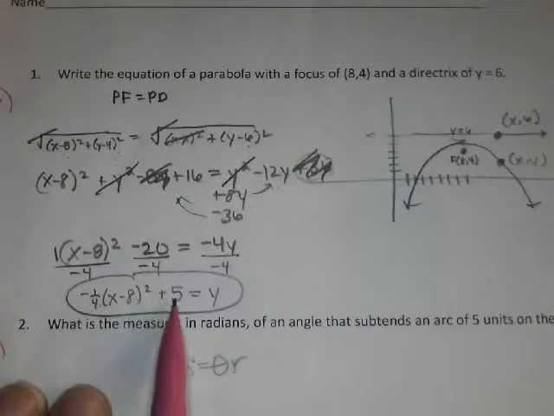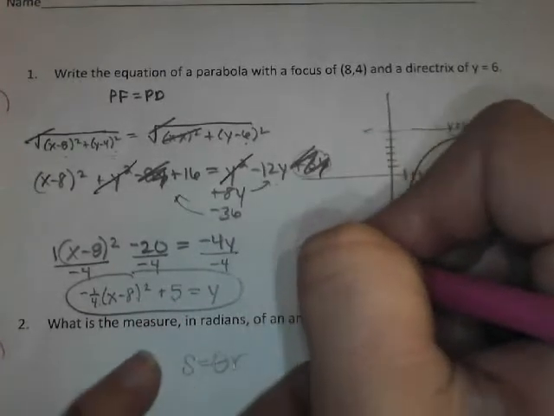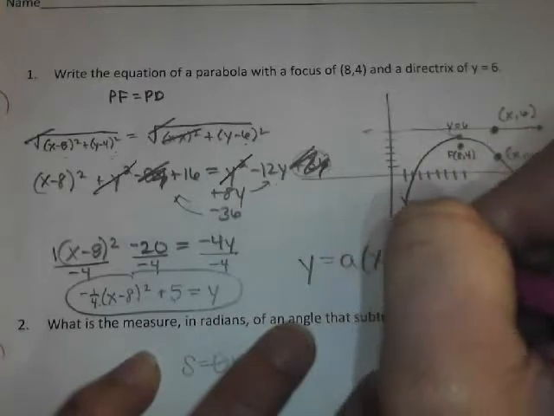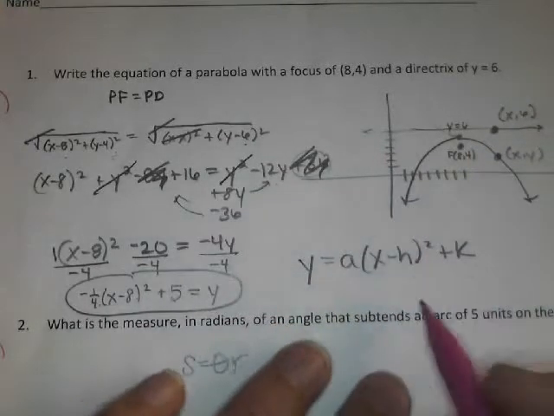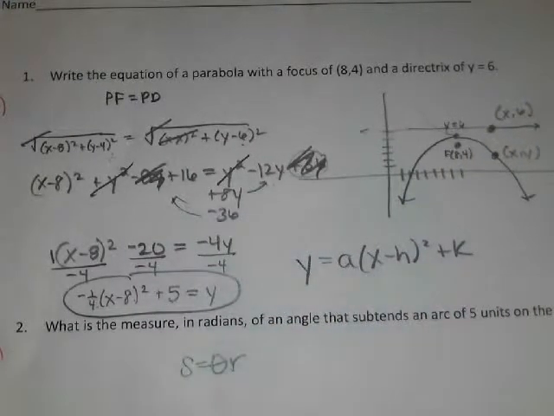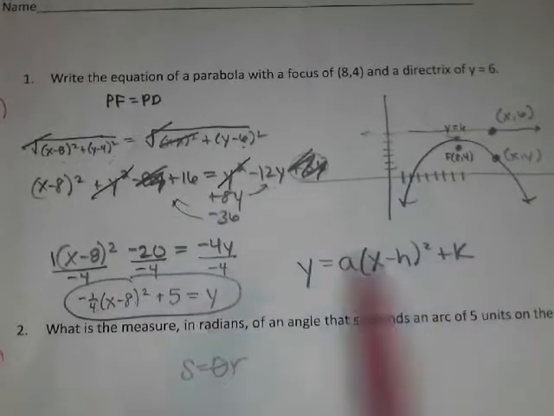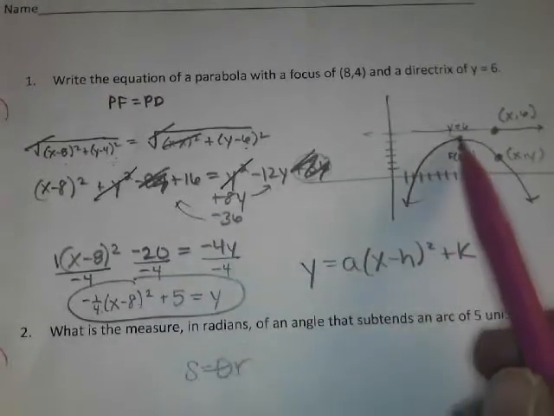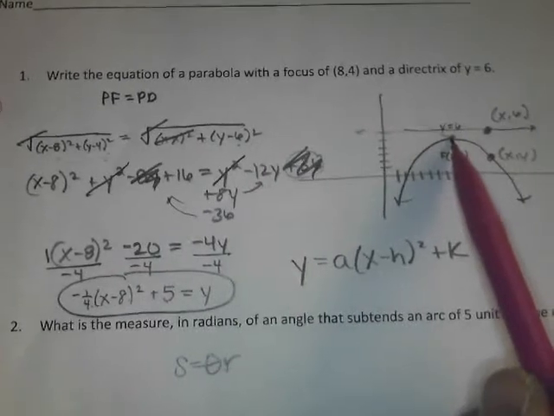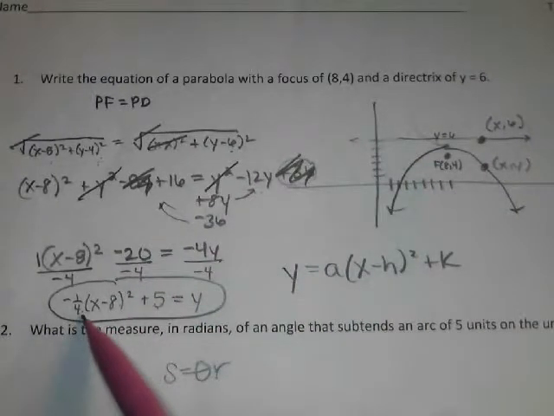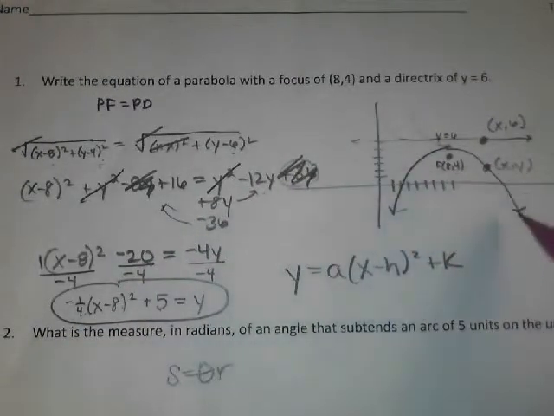This is the formula you have to memorize on your flashcards for a vertex form of a parabola. Your h, k is your vertex, 8, 5. And sure enough, 8, 5 checks out. And our a value is negative 1/4. And sure enough, this a is upside down at least, so we know the negative is right. Okay?